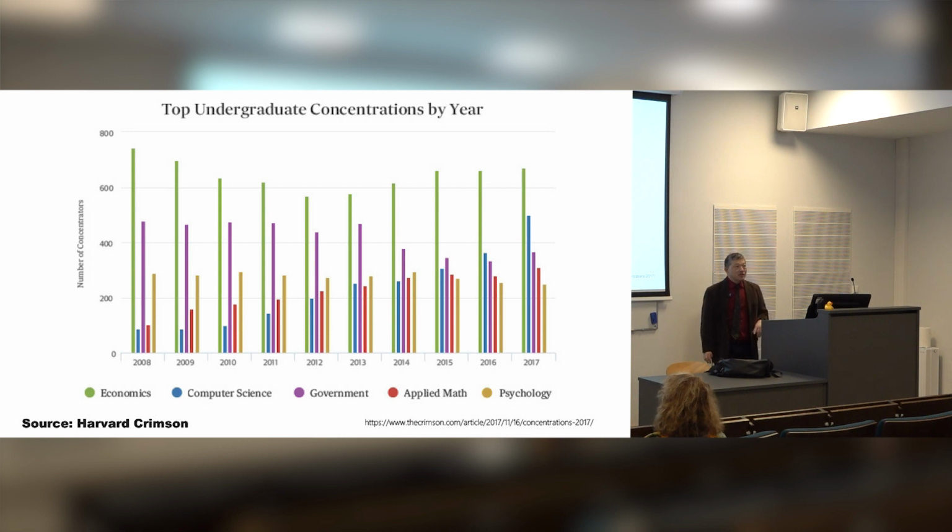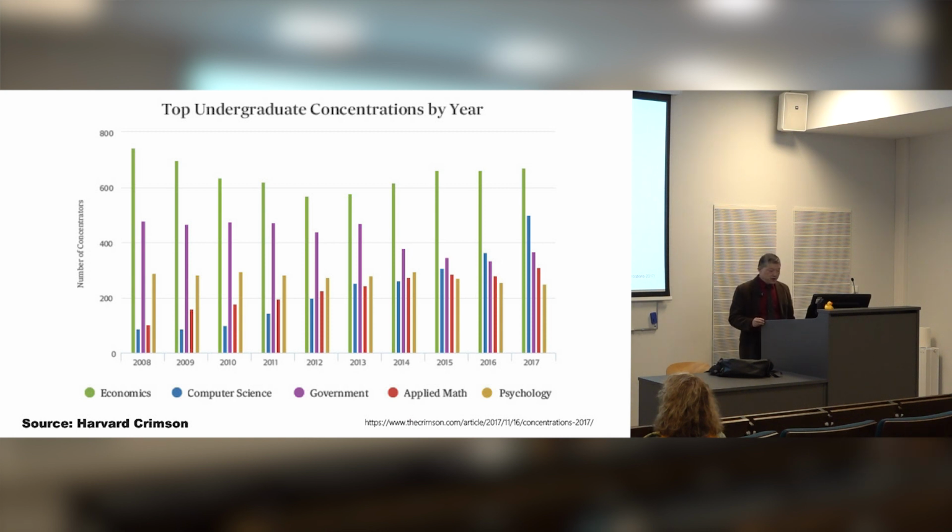This was actually an interesting article published in the Harvard Crimson. This is the popularity of the top undergraduate majors at Harvard over maybe about a 10-year period. And what's interesting is economics is still the number 1 major at Harvard, but look at computer science. Look how it is now the number 2 most popular major at Harvard, and I think it's that way at just about every university now.